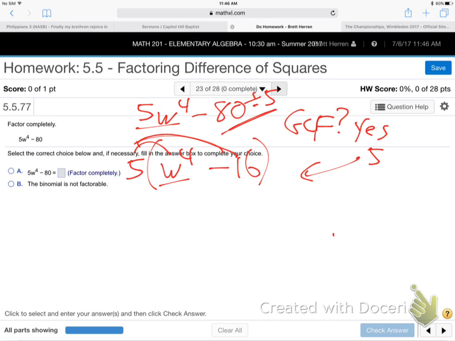So, okay, everybody good with the GCF step first? That's super, super important. The exam we take Tuesday, it's full of GCFs. So are we good with that GCF step?